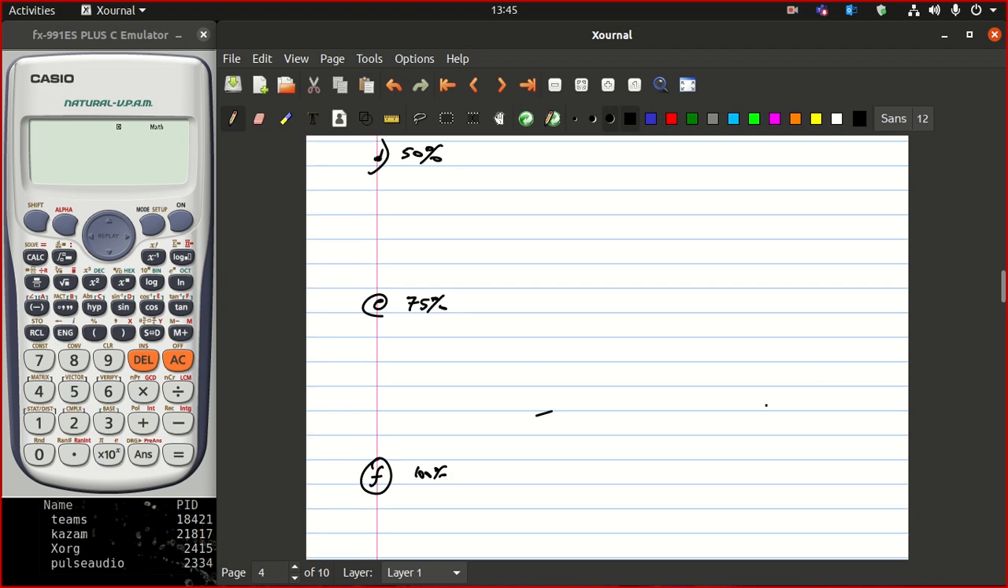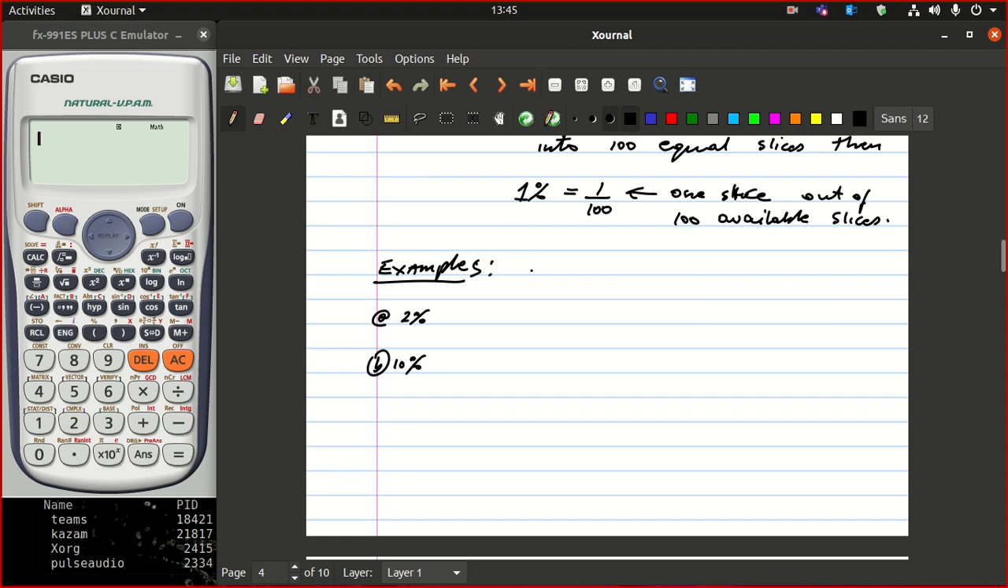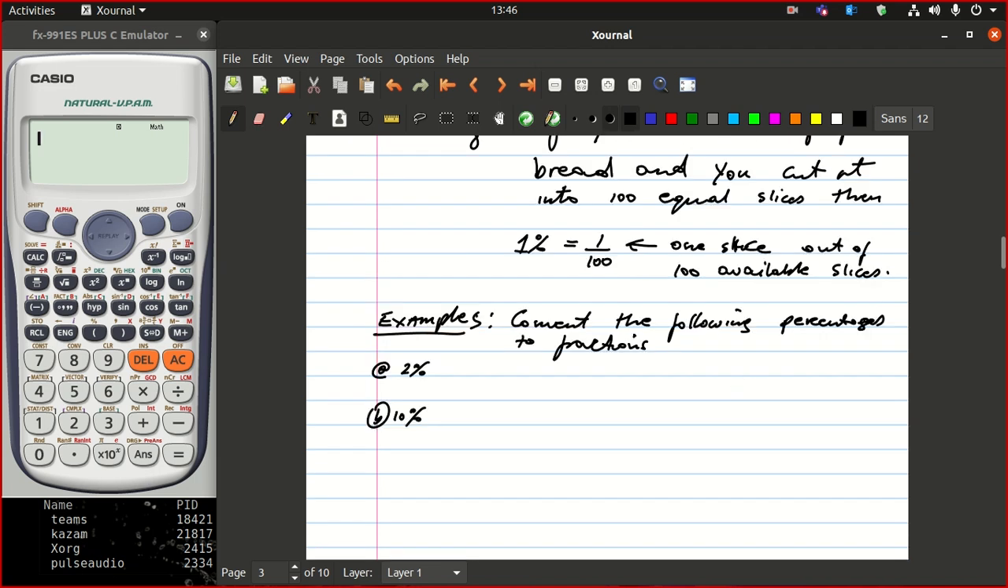How are these questions asked in the exam? We usually just say, convert the following percentages to fractions. So this is the first thing that we usually do. And now we know that 1% is the same as 1 over 100.